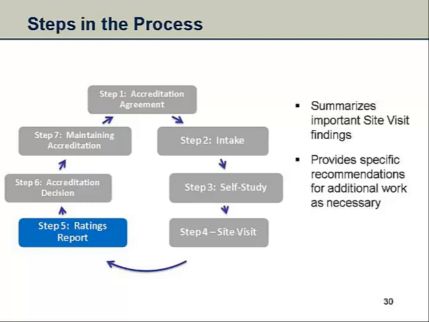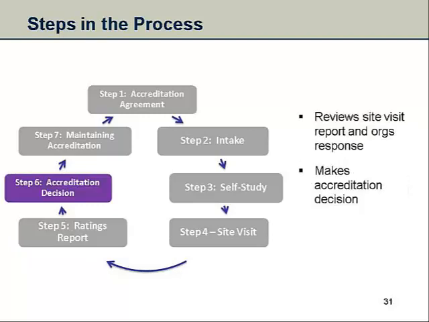And if you still need to do additional work, which in fact the majority of organizations still do, the report will provide very specific recommendations for what you still need to do, and you will have another couple of months to work on issues to be resolved before you go before our Accreditation Commission. The Accreditation Commission is the body that is authorized to make accreditation decisions, and they will review the original report from the peer team. They will review your response to the report that you were sent, and then they will make a decision about your accreditation.